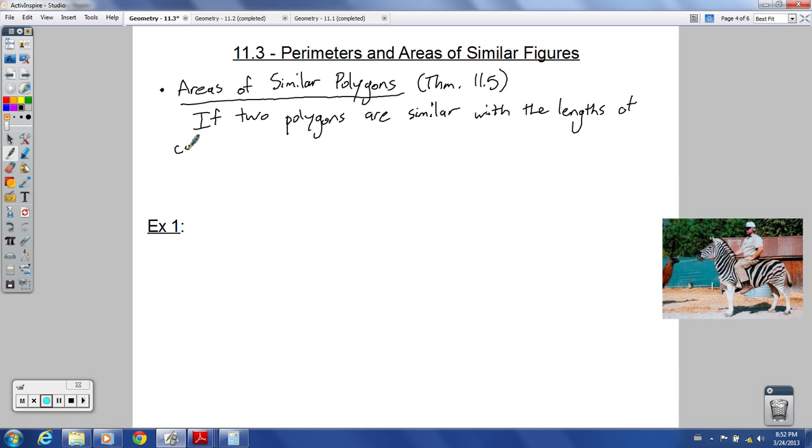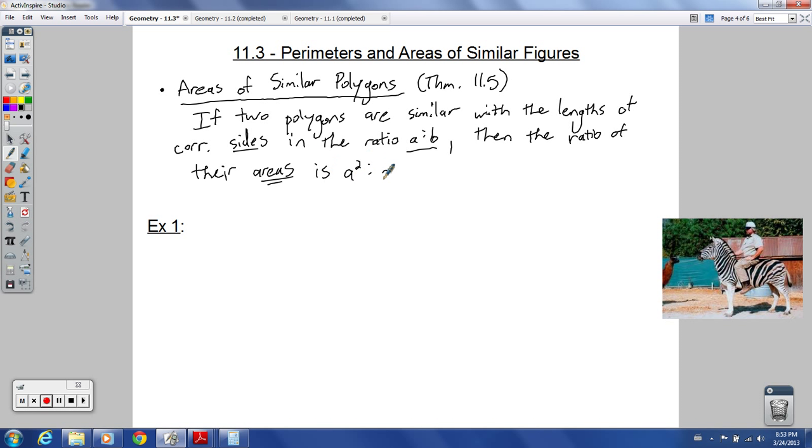I'm going to abbreviate corresponding with COOR, corresponding sides. This is sides in the ratio A to B, so it's in that ratio. Then the ratio of their areas, it's not the same. It's going to be A squared to B squared. So if the sides are in this ratio, the areas are going to be in this ratio.